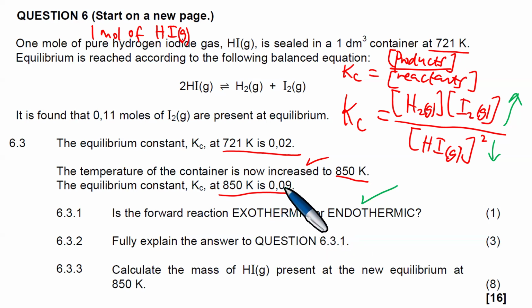So if you increase the temperature and the Kc increases from 0,02, because the 0,02 is at 721 Kelvin, to 0,09 at 850 Kelvin, the Kc has increased with the increase in temperature. When the temperature increases, we see that the Kc also increases, and this happens in an endothermic reaction. There are even more ways to explain that part, but let us look at the next question.